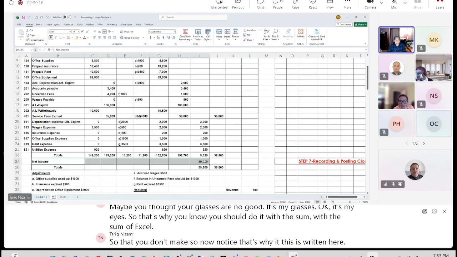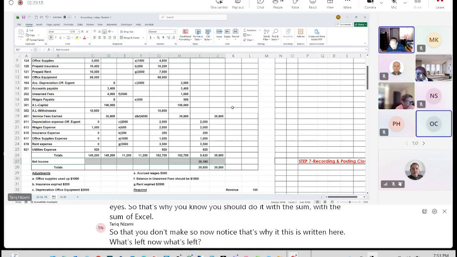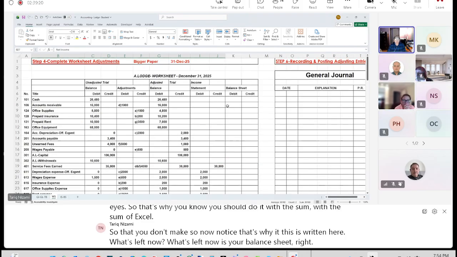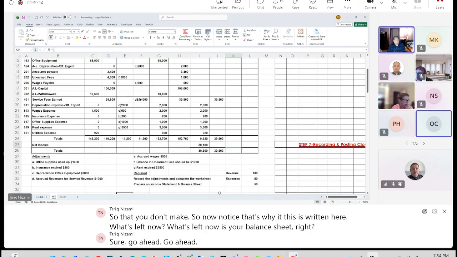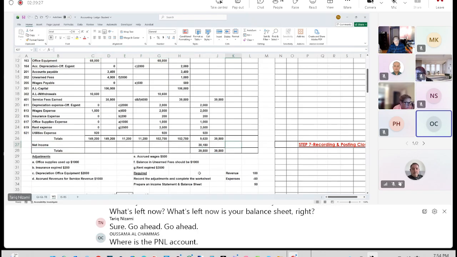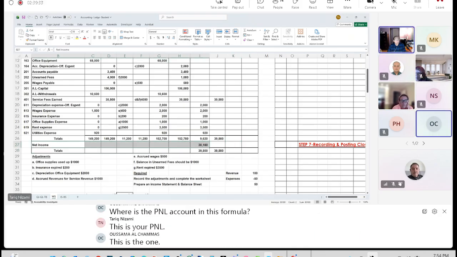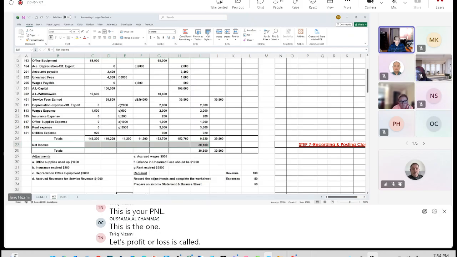What's left now, Mr. Tariq, is your balance sheet, right? I have a question before we go. Sure, go ahead. Where is the P&L account in this formula? This is your P&L. The profit or loss is called net income or net loss. If you want, you can write it here.